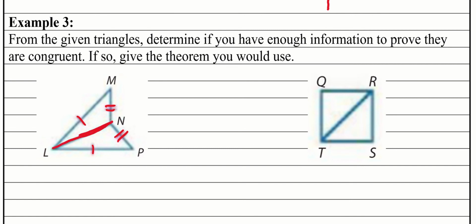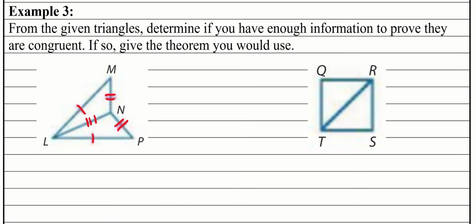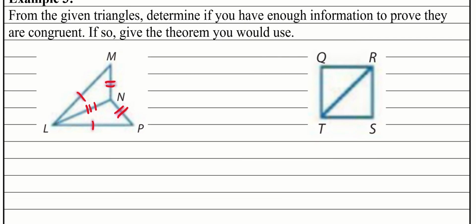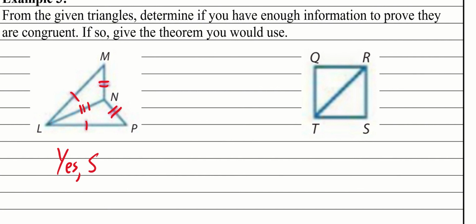I have a shared side that's in both of the triangles. If I have a shared side that's in both the triangles, I know it's always going to be congruent to itself. So I do actually have a third side that is congruent, even though it's not marked for us. So the question is, do I have enough information to say that these are congruent? Yes, this does match one of the 2 theorems that we talked about today. And which theorem would this be? Well, it's all 3 sets of sides, so this matches the side, side, side theorem.